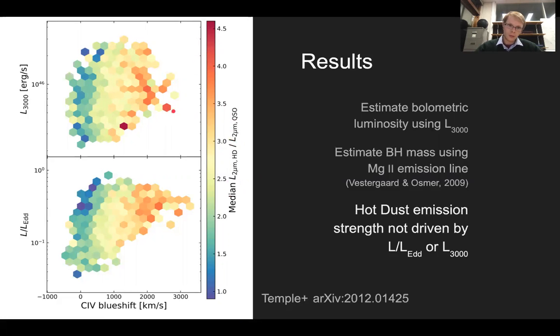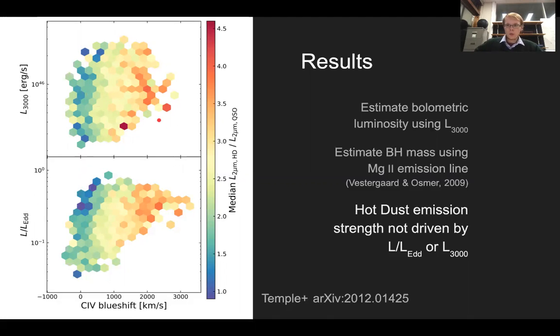So bins that are coloured red show stronger hot dust emission on average. Bins that are coloured blue show weaker hot dust emission. And we can see that at fixed CIV blueshift, there's very little trend in the hot dust emission as a function of either the luminosity or the Eddington fraction. However, at fixed Eddington ratio or at fixed luminosity, as we move left to right, we recover the trend with objects with stronger CIV blueshifts having stronger hot dust emission.